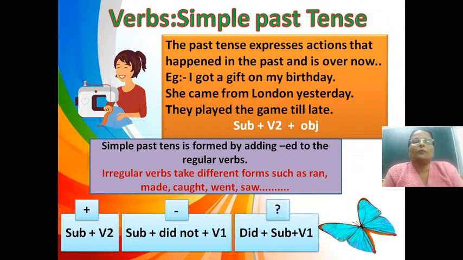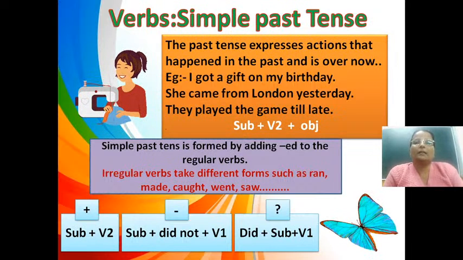For example, run, ran, cry, cried. Cry, cried, how do we form? If any verb is ending with a y, you have to omit y and add i, then add ed, ied. Try, tried, marry, married, like that. Study, studied. And that is one way.